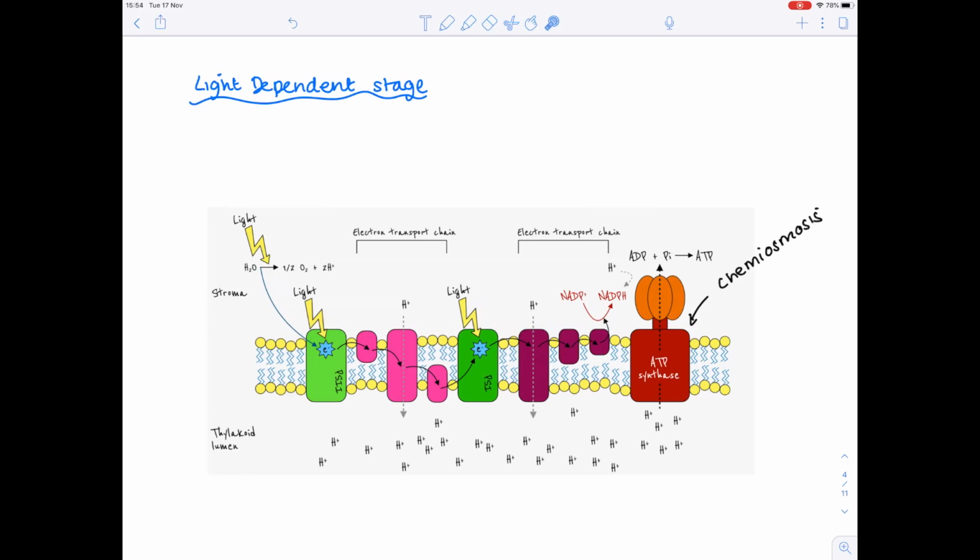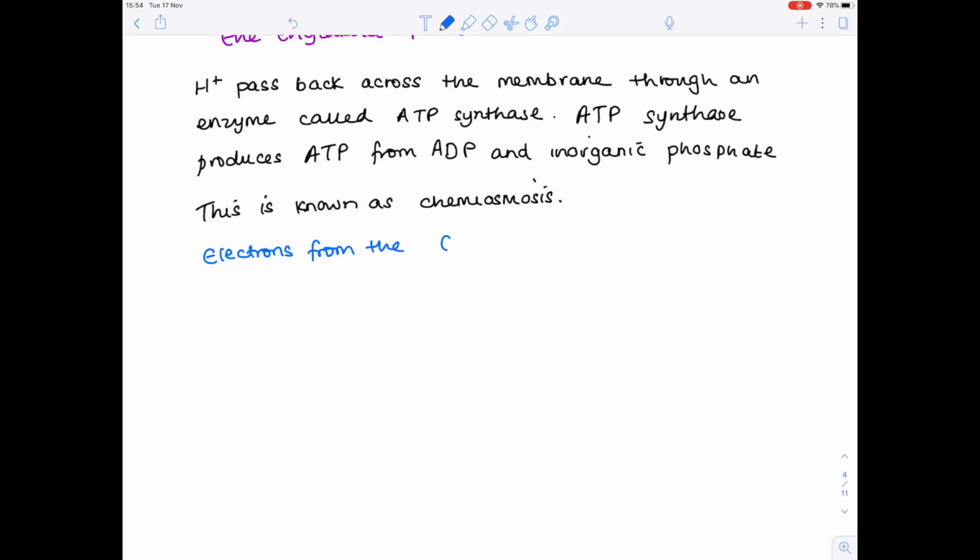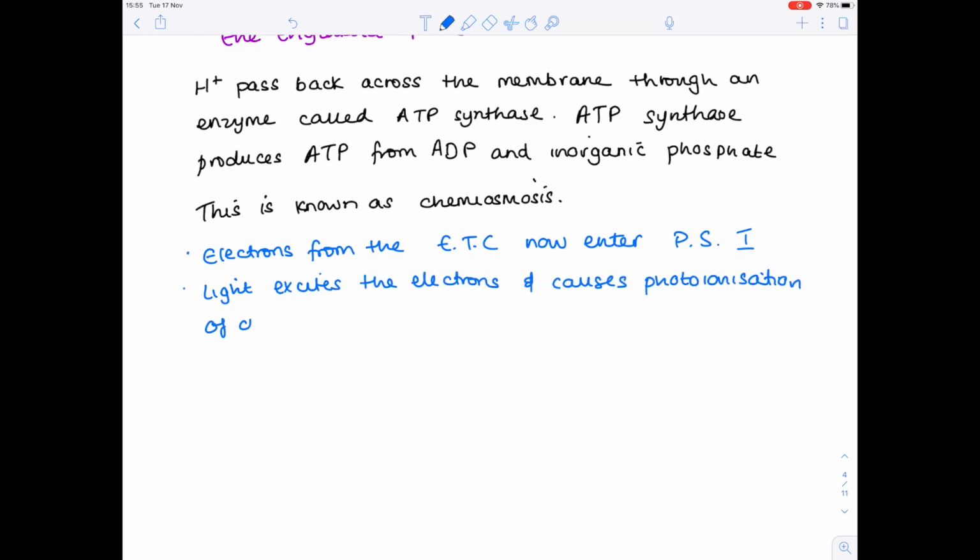So the next stage of our story, of our photosynthesis journey, is to describe what's happening to that electron which got spat out by the first electron transfer chain. It now enters photosystem 1. So electrons from the electron transfer chain now enter photosystem 1. Again, light excites the electrons and in photosystem 1 causes the photoionization of the chlorophyll in there. The released electrons enter another electron transfer chain, which again uses the energy to pump protons into the thylakoid space, so we're very repetitive.